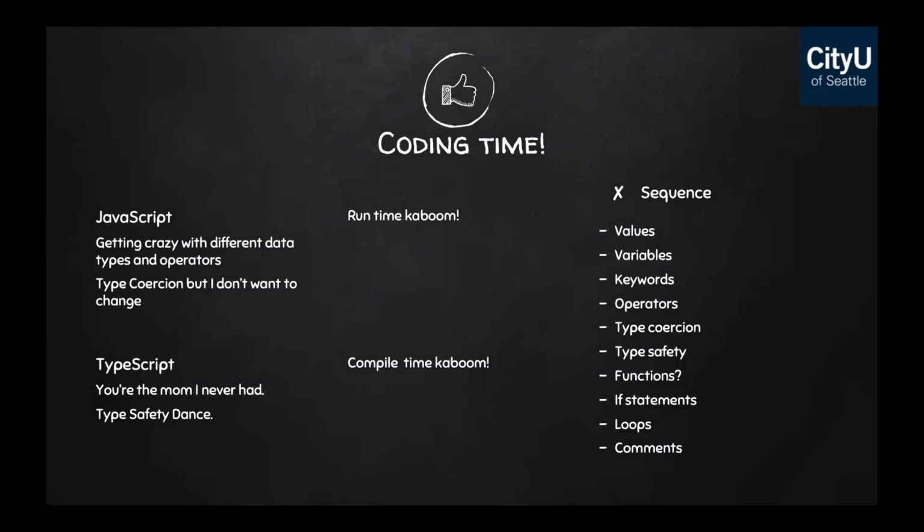And let's see, we'll go to coding again, but some things to note before we go to code. One is with JavaScript, you can get crazy with different types of data and operators. And you would have this type coercion. It looks cool, it looks magic, but you don't really want that. TypeScript is like the mom you never had. It basically fixes your stuff before you go out there. With JavaScript, you have runtime kaboom, and with TypeScript, you have compile time kaboom. Okay, let's try to quickly go over this in live coding.